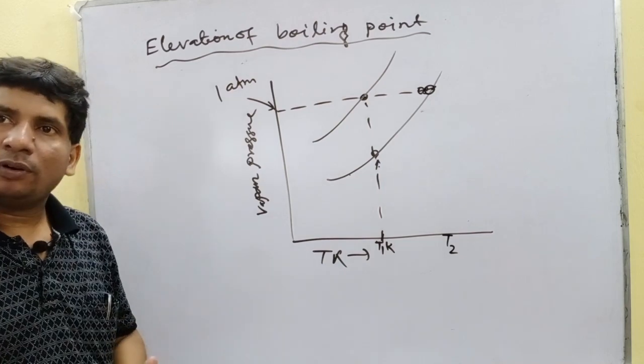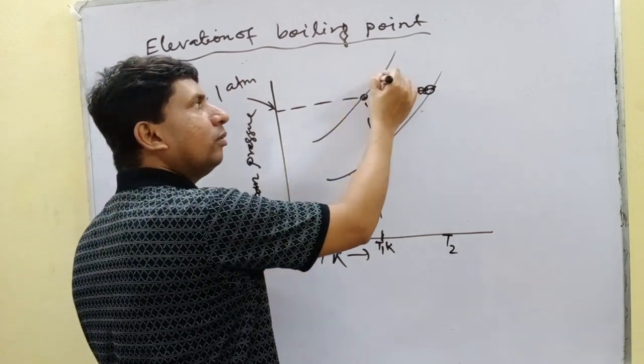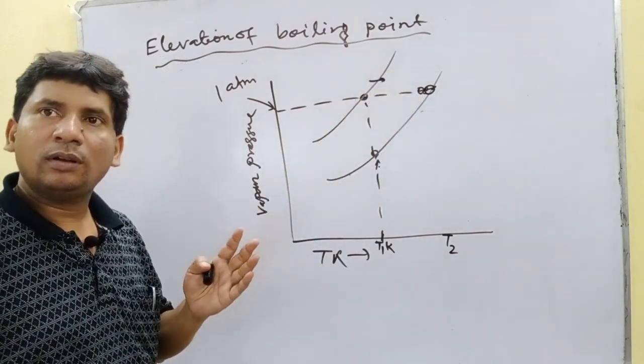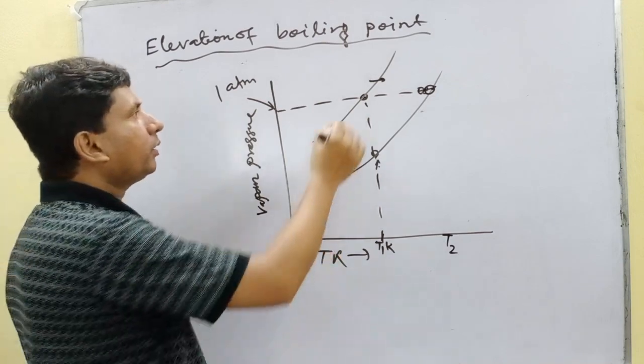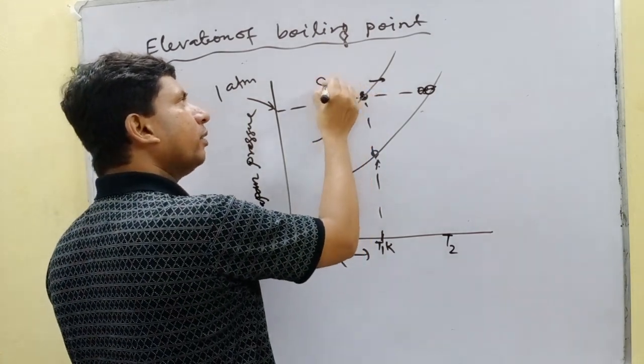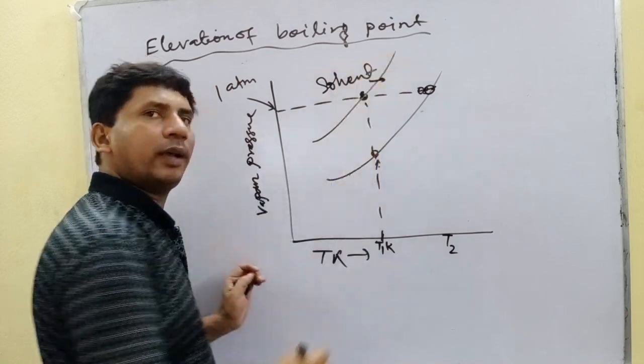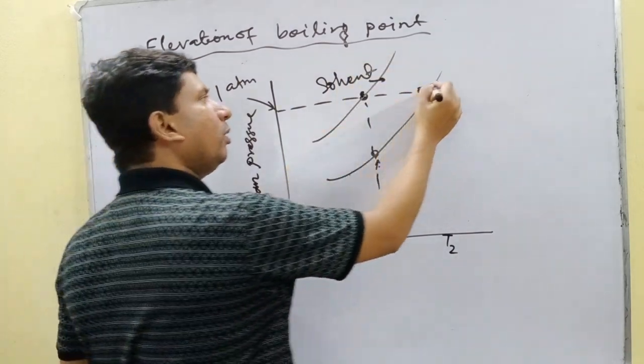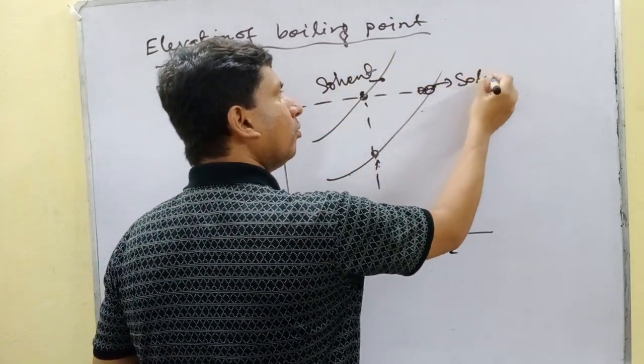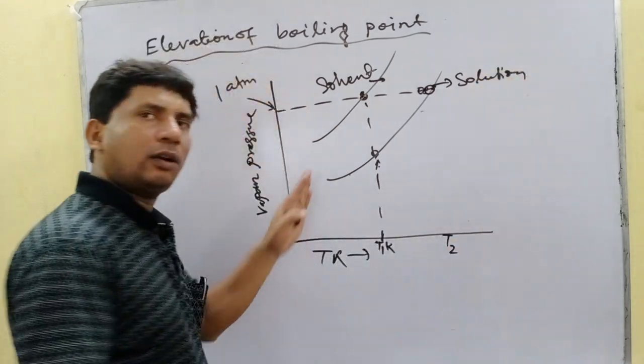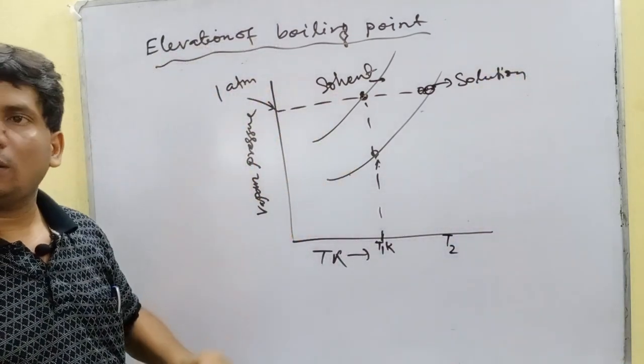So this is the graph. And who is this graph for? This graph, or this point, is only for solvent, and this is for solution. This curve is for solution, this curve is for solvent.